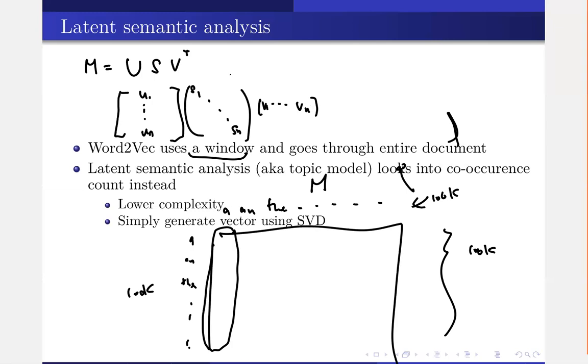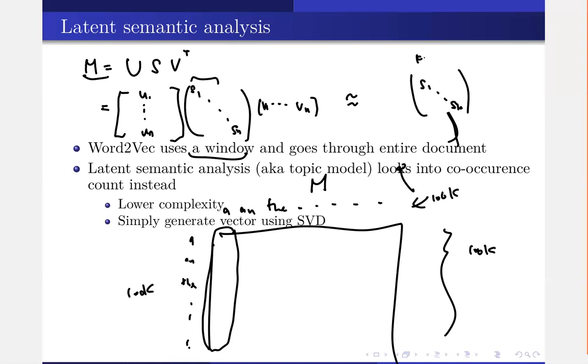Now, assuming that my singular values here are sorted in descending order, S1 is the largest one and Sn is the smallest one. So this M matrix can be approximated by truncating somewhere. Maybe I don't take all the Sn here. I can truncate up to Sk, just S1 up to Sk.